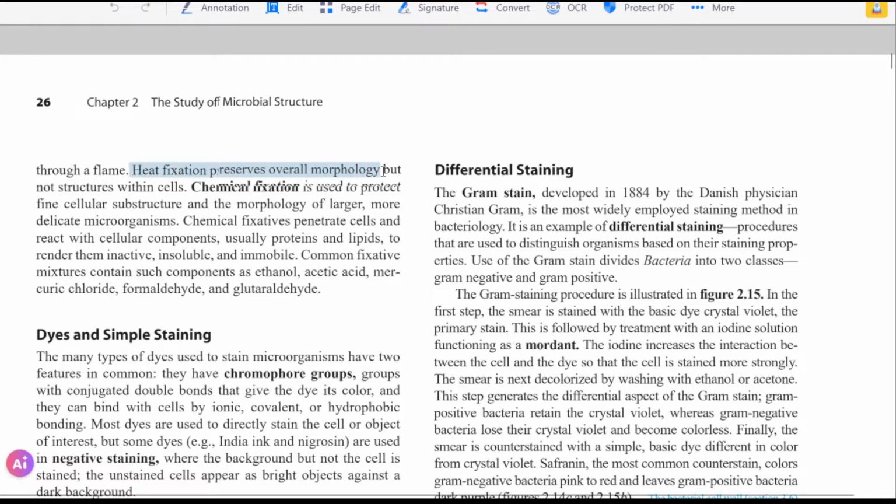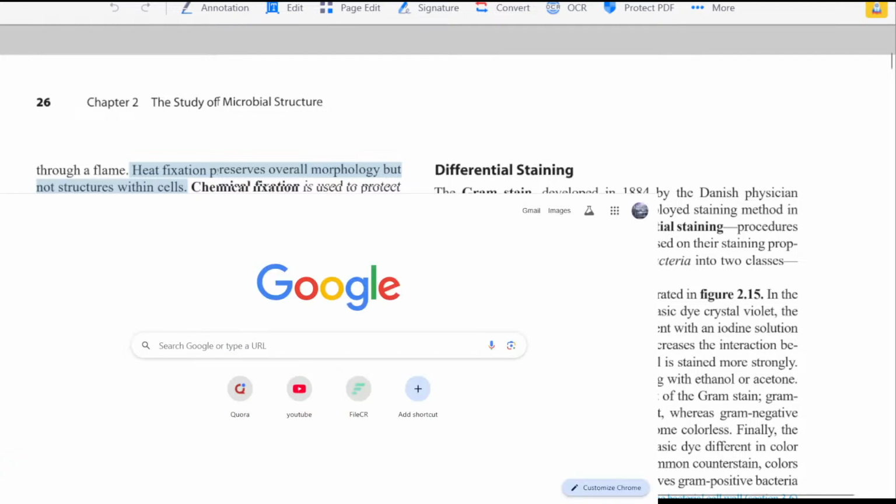Heat fixation preserves the overall morphology but not the structures within the cells. What does this mean? Heat fixation preserves the overall morphology, but not the structures within the cell. Oh, right, I get it. It can harm the structures inside the cells. For example, there must be proteins like enzymes. They are very temperature sensitive, and even if you gently pass it through the flame, they will get damaged. So wait, let me still search it.